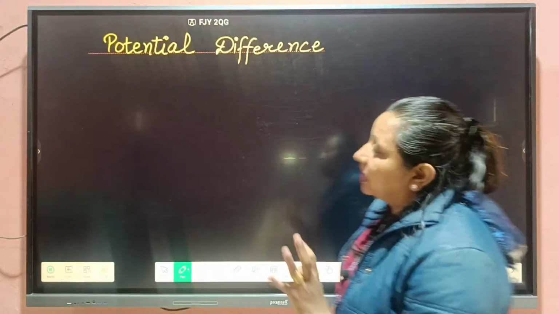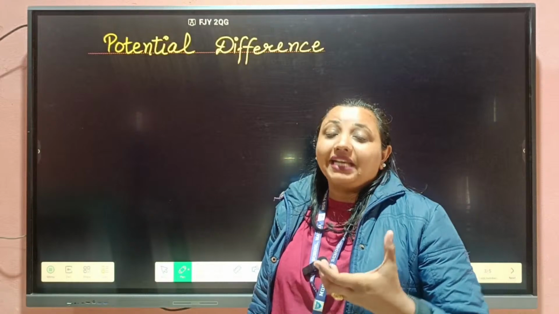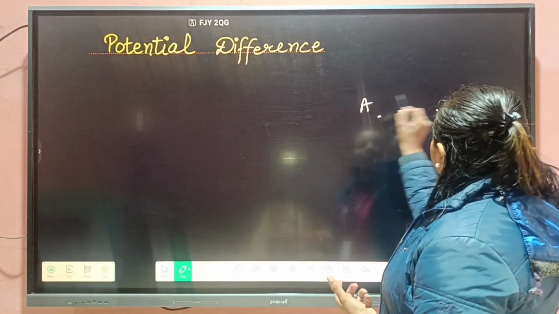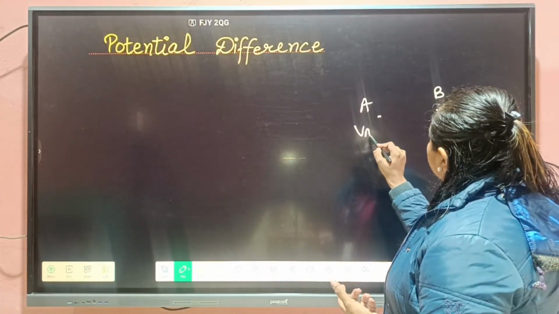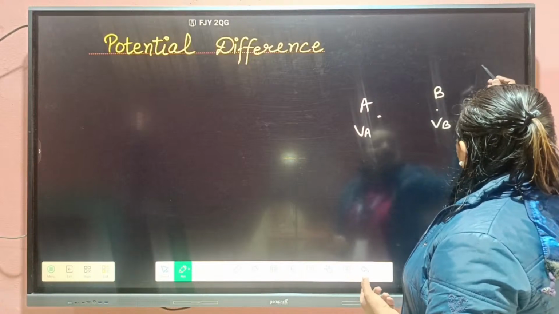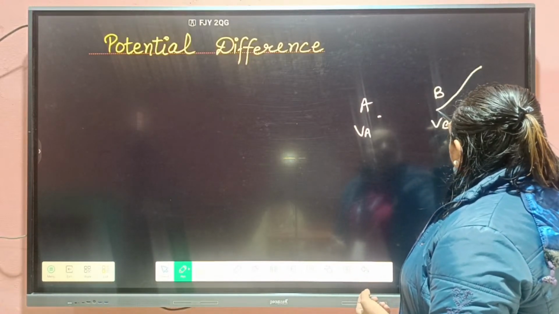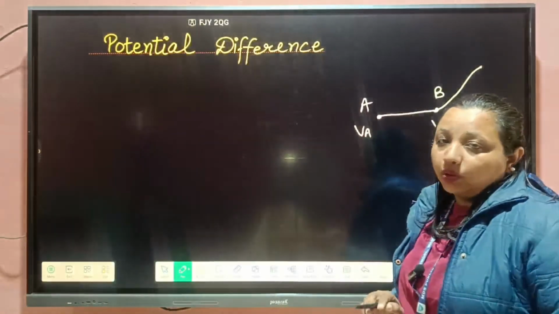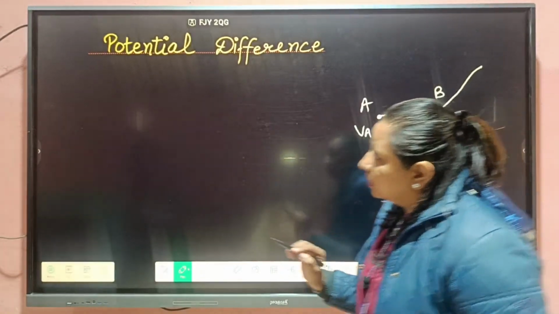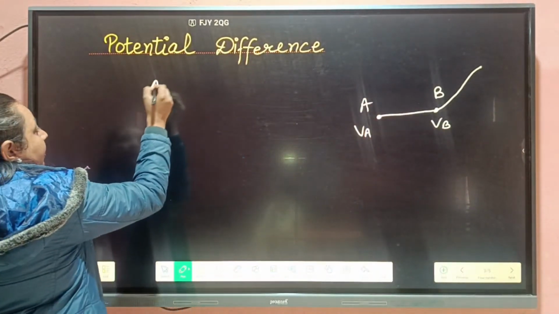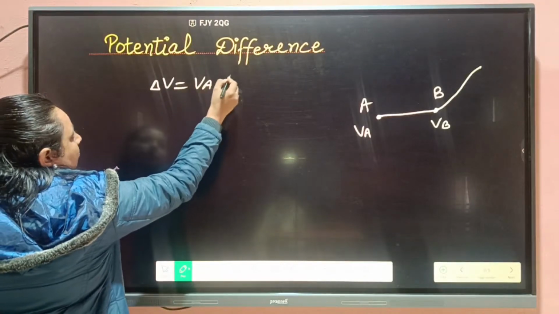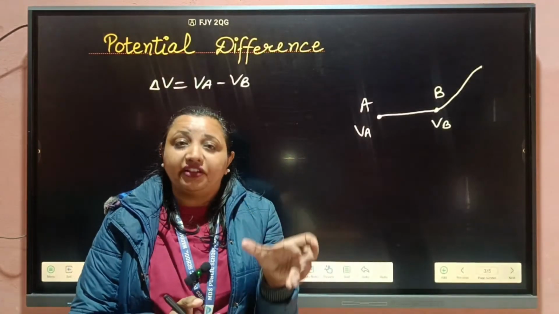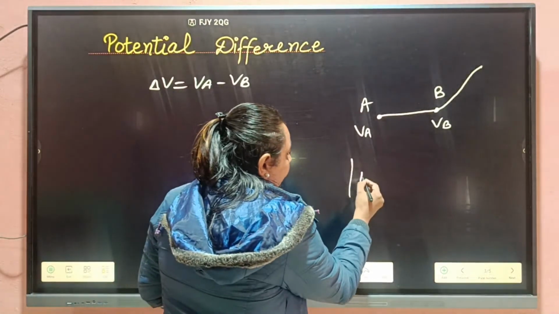Now we have potential difference. It is the difference of the electric potential of two points. We have these two points, point A and point B. This has the potential VA, this has the potential VB. We bring the charge from infinity to this point, then from this point to this point. The difference of the potential of these two points is known as potential difference. So VA minus VB, or we can say VB minus VA. This is potential difference.